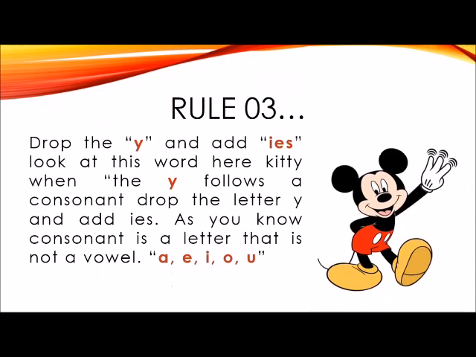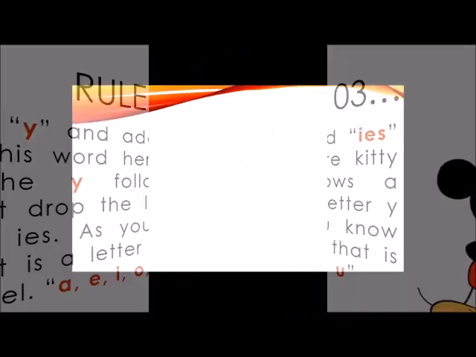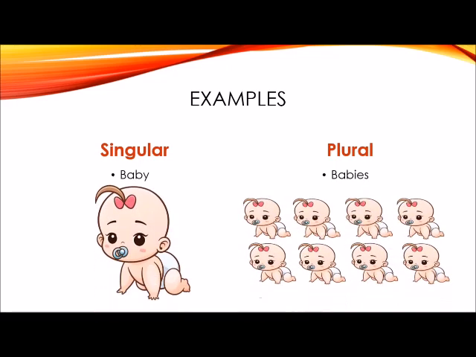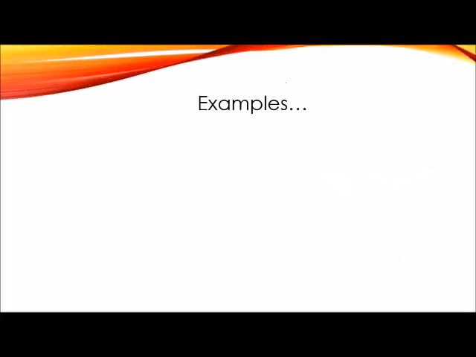Rule number 3. Drop the Y and add IES. Look at this word here, kitty. When the Y follows a consonant, drop the letter Y and add IES. As you know, consonant is a letter that is not a vowel. A, E, I, O, U. Let's take a look at this word, baby. Y follows B. B is a consonant. So let's drop the last letter Y and add IES. Babies. We have many babies.